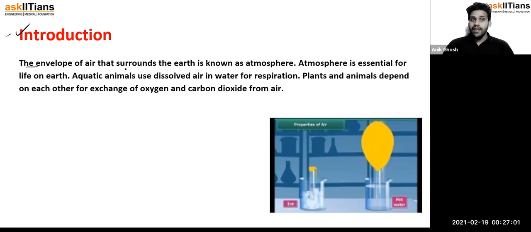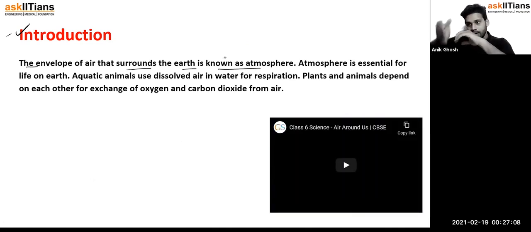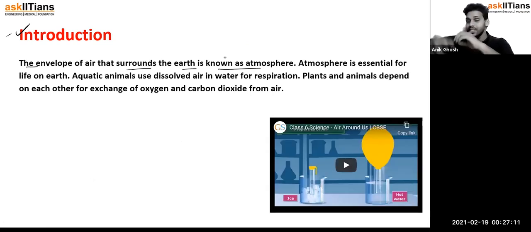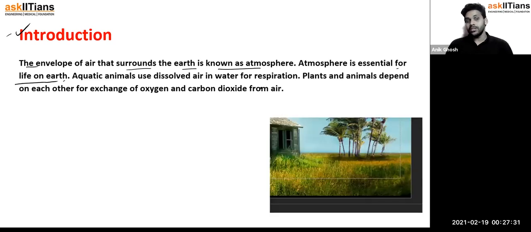The envelope of air that surrounds the earth is known as the atmosphere. As I told you, if this is our earth, there is a layer of air particles, of gaseous particles, over the earth's sphere, right? So that is called the atmosphere. Now this atmosphere is essential for life on the earth. There are so many reasons behind it. This atmosphere not only gives us oxygen, but it also protects us from different types of radiations, as I told you earlier.